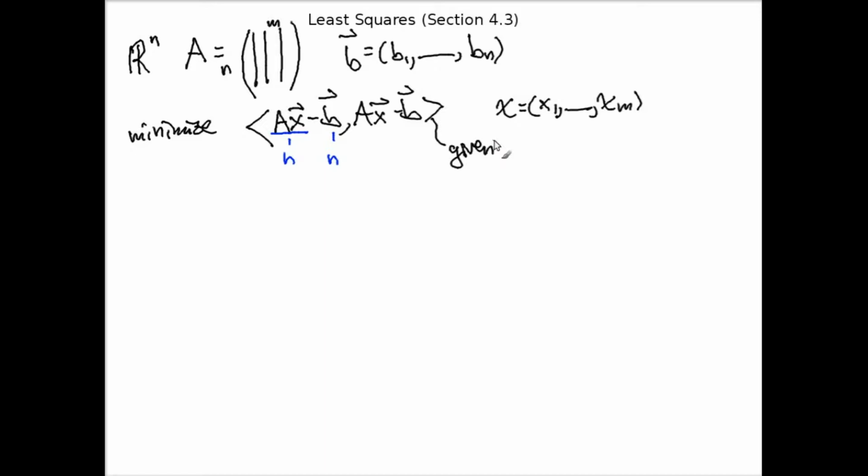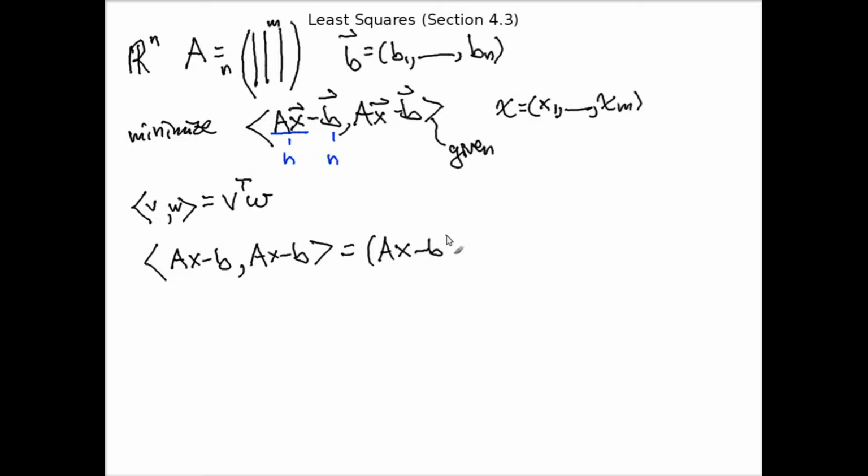And so, to get the ball rolling, let's suppose that this is the usual Euclidean inner product, which is to say VW is just V transpose W. And work out what you get here. Well, what you get is AX minus B, I'm tired of writing the arrows, so I'm not going to write them anymore, AX minus B transpose times AX minus B, which is to say X transpose A minus B transpose, all of these things transpose, times AX minus B.